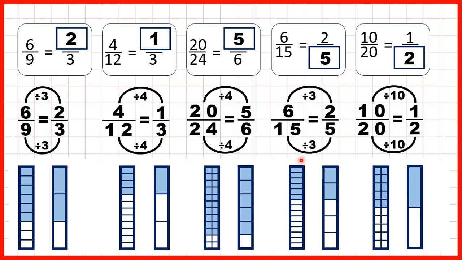So we've used, in the previous video, multiplication, and in this video, division, to find equivalent fractions. But it's really important to understand that those are the only operations we can use. We can't use addition or subtraction when we're finding equivalent fractions. We can only use multiplication or division.